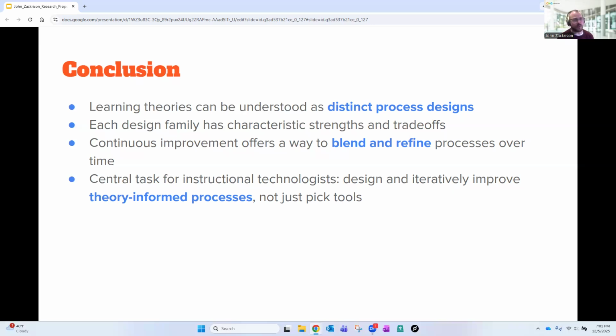Rather than choosing a single theory, instructional technologists can design hybrid processes, measure how they perform for different learners, and iteratively improve them. And that's what I'm excited about. Ultimately, the central task is not just to pick the right platform or even the right theory. Really, what you want to do is to design and refine processes that fit our learners using theory as our guide and improvement science as a method. And that's what I wanted to say here today. And that kind of concludes what we've got.